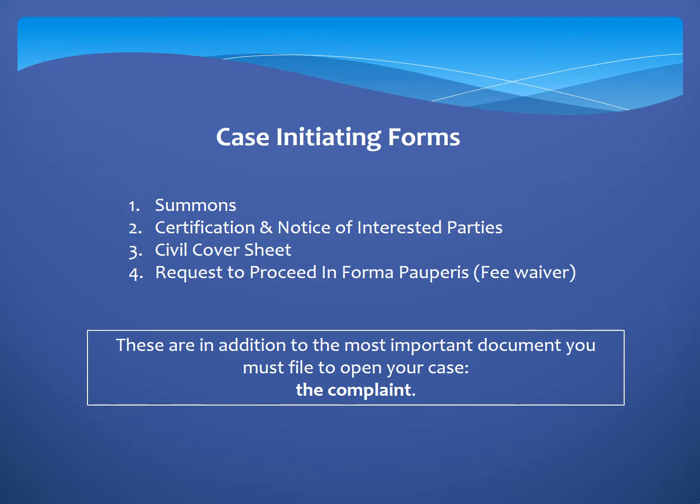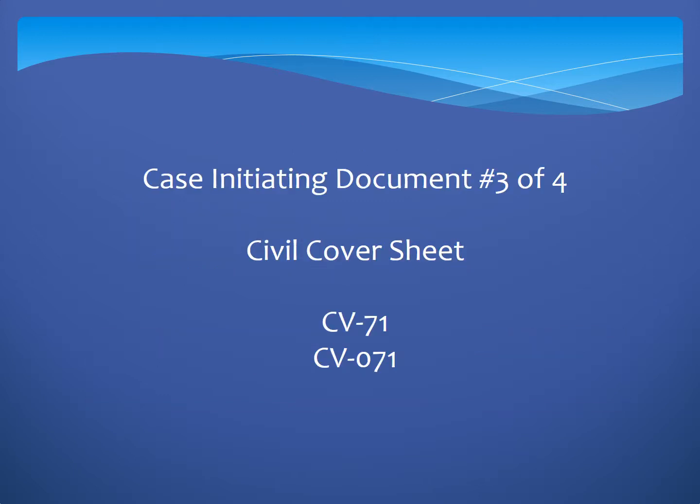Let's start with what exactly are the case-initiating forms. These are the court forms you need to file along with your complaint in order to start a case in the Central District of California. These are the summons, the certification and notice of interested parties, the civil cover sheet, and if you are going to request a fee waiver, the request to proceed in forma pauperis. These forms are filed along with your complaint or other opening pleading in order to start your case. If you try to file your complaint at the clerk's office without these forms, most likely your complaint will be rejected. In this video, we're going over the civil cover sheet.